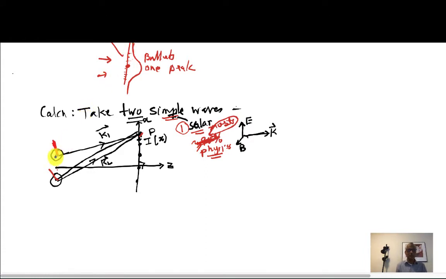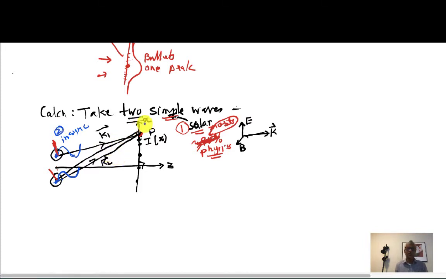We will also assume that this wave and this wave start out in sync. What do I mean by in sync? Well, if this was, say, a source, so this wave is going out like this, then this one is also going out like this. So they start out in sync. That's the in-sync assumption, assumption number 2.